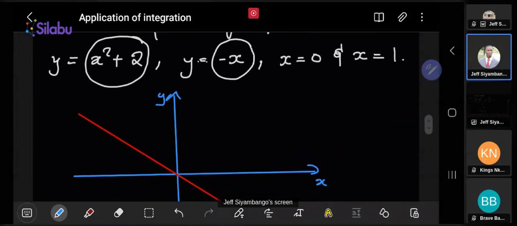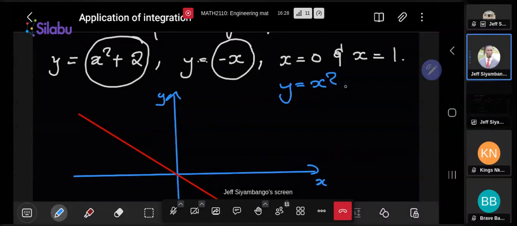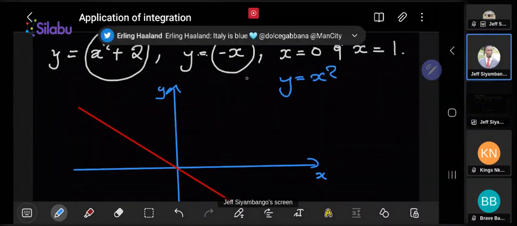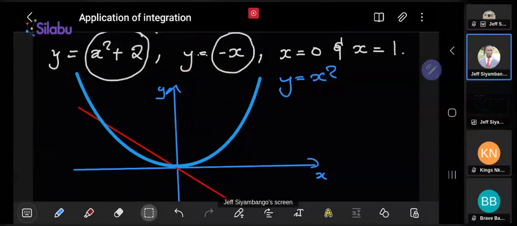The original one, if I had y is equals to x squared, how would it look like? Well, we know that opens upwards and it touches that axis just at that point. So this is how that curve would look like. Let me remove y is equals to negative x. I'll put it there later. So this is how y is equals to x squared would look like.